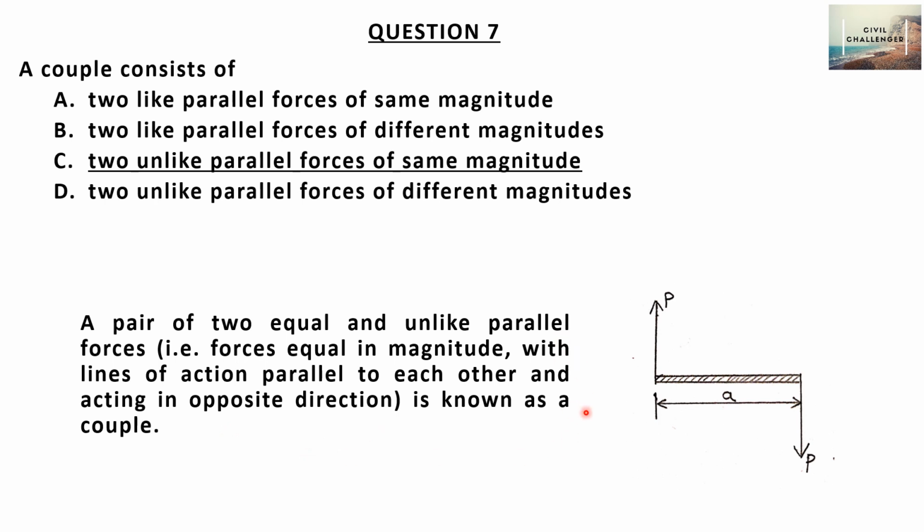Okay, a couple should have two forces, and these two forces should be equal in magnitude, but the lines of action should be acting separately. And the direction of these forces should also be in opposite direction. Then only we can say that there is a couple. Therefore, the correct answer is option C. A couple consists of two unlike parallel forces of same magnitude.